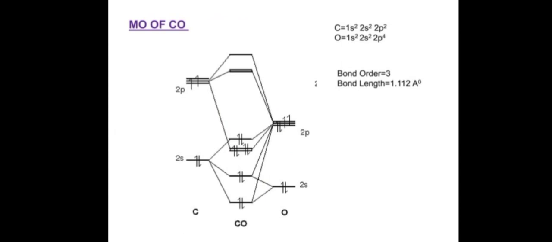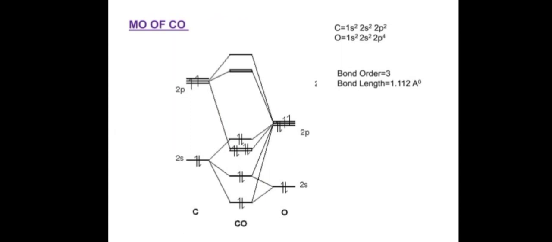Therefore carbon has atomic number 6, so its number of electrons is also 6, and oxygen has atomic number 8, so it has 8 electrons. Therefore 6 plus 8 equals 14 electrons, and it is isoelectronic with the nitrogen molecule. So its configuration order is going to be sigma 1s2, sigma star 1s2, sigma 2s2, sigma star 2s2, pi 2px2 equal to pi 2py2, and sigma 2pz2. This is the configuration for the CO molecule.